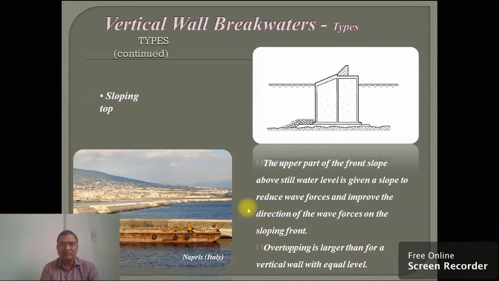Next, the sloping top vertical wall breakwater. In this, the upper part of the front slope above the still water level is given a slope to reduce wave forces and improve the direction of wave forces on the sloping front. This is the upstream side, and on this upstream side the slope is provided. Overtopping is larger than for a vertical wall with equal level. In Italy, this type of breakwater is provided. You can see this is the top view, and this is the side view.